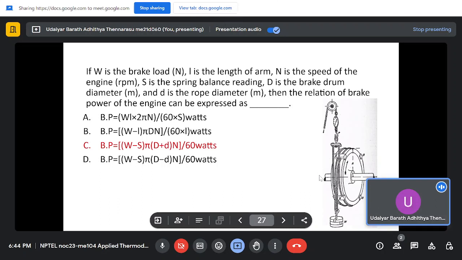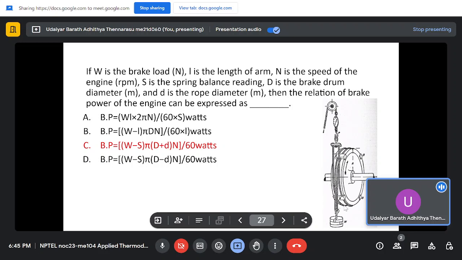As I told you, we have an engine shaft which is put into a brake drum of diameter D, capital D, and then you have rope diameter d, small d, and this is attached to a spring and the weight W. If you see, the tension in the spring is W minus S, because this load is acting and giving force W, and the spring is generating S. So the difference in force is the tension in the string. That is W minus S.